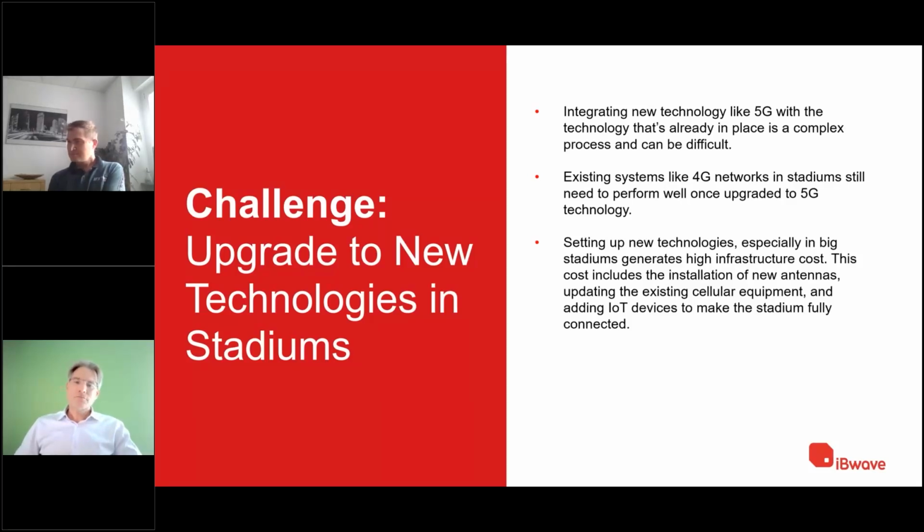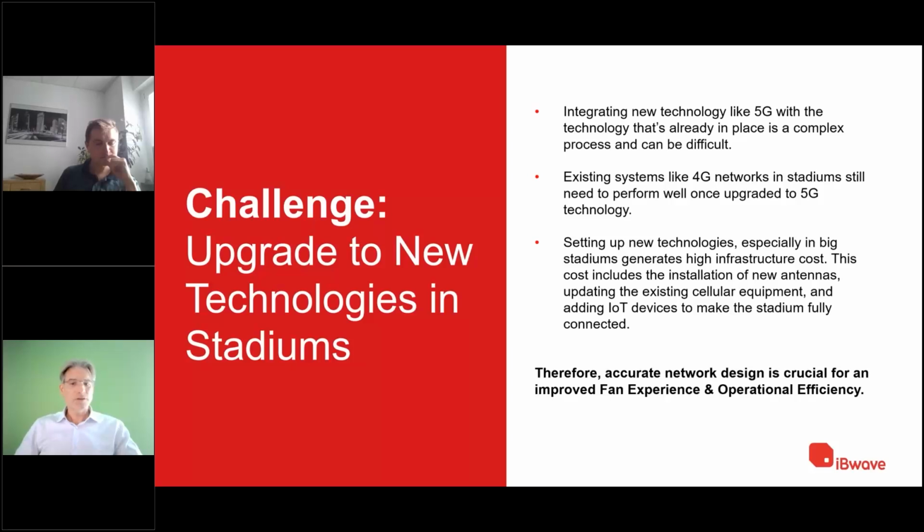Setting up new technologies always increases the cost, because you have to install new equipment and antennas, and you have to upgrade existing equipment from maybe 4G to 5G. If you add IoT devices, you will get your stadium fully connected, but that always involves additional cost. So therefore, an accurate network design is really, really crucial for the improved fan experience and for the operational efficiency. At the end, you don't want to over-dimension your network and increase cost too much on the CapEx and OpEx side, but if you under-dimension it, you will not get the fan experience and the performance you expect from that.